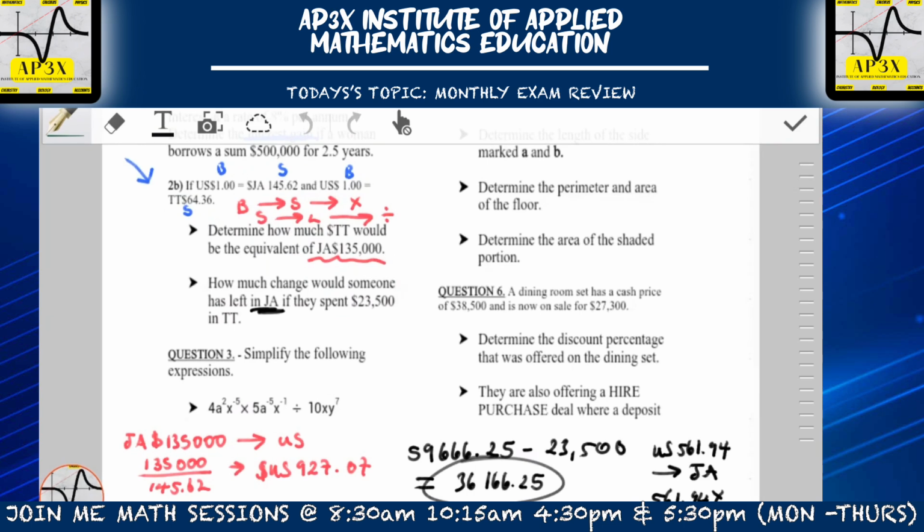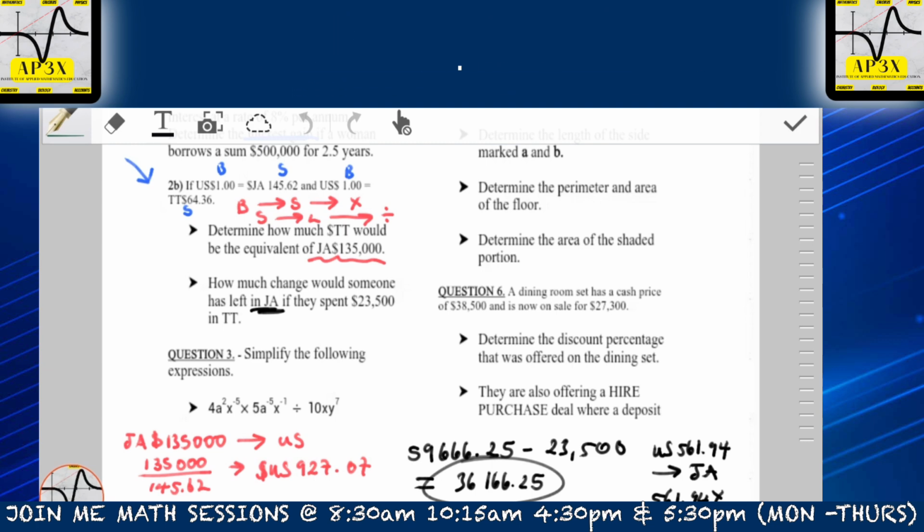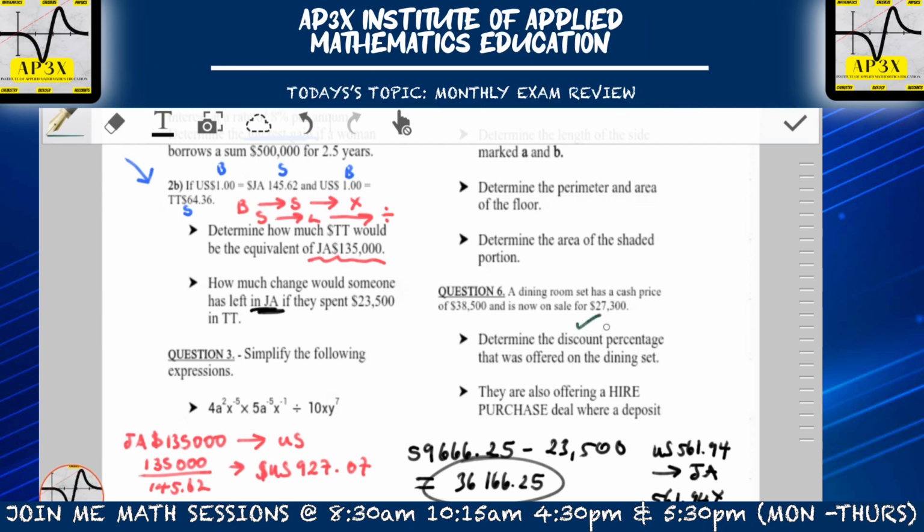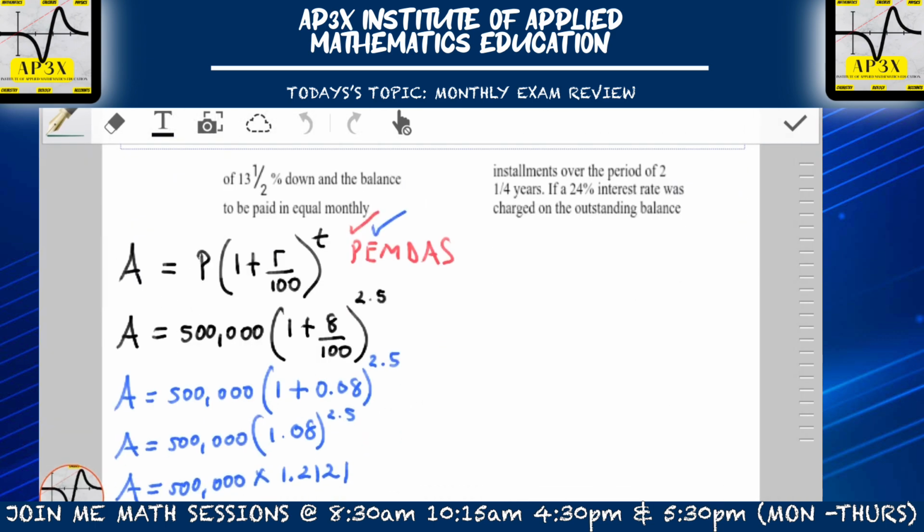Now the last question here is for a different group of students. It says here that a dining room set has a cash price of 38,500 and is now on sale for 27,300. We are then asked to determine the discount percentage that was offered on the dining set. Well, to find the discount percentage, we would definitely have to calculate how much discount was given. And then to express it as a percentage, we have to make a comparison with what was initially its cost or its cash price.